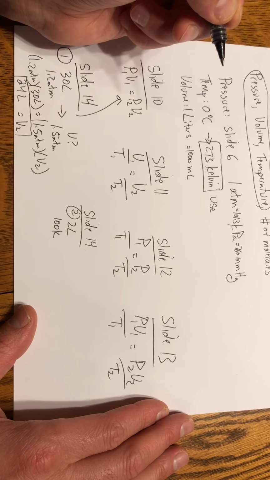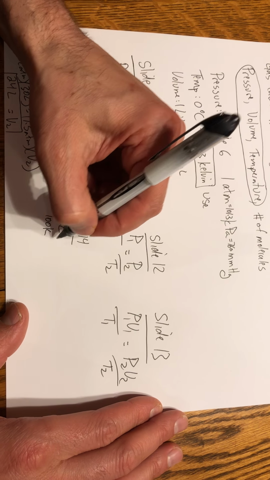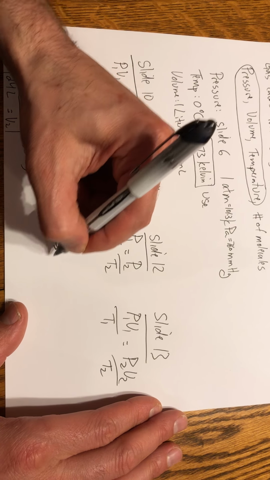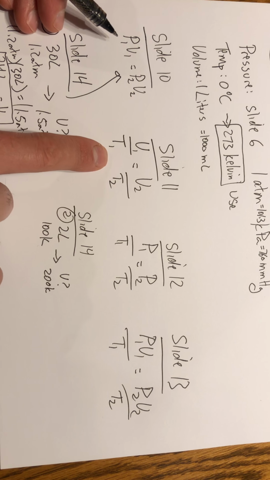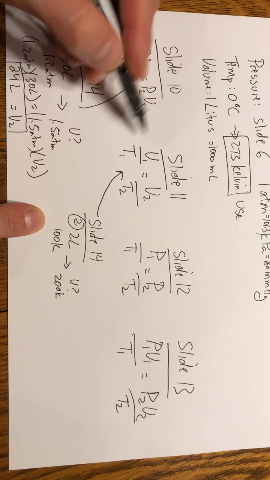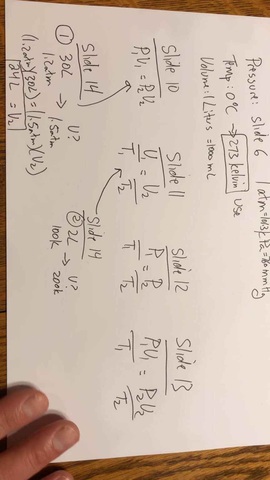Okay. If you look at slide 14, number 2, it says a 2-liter box of nitrogen at 100 Kelvin. So we have 2 liters and 100 Kelvin. And then it moves to 200 Kelvin, and it wants to know what the new volume is going to be. So this time we have a volume and a temperature, and so we need to use the equation with volume and temperature.